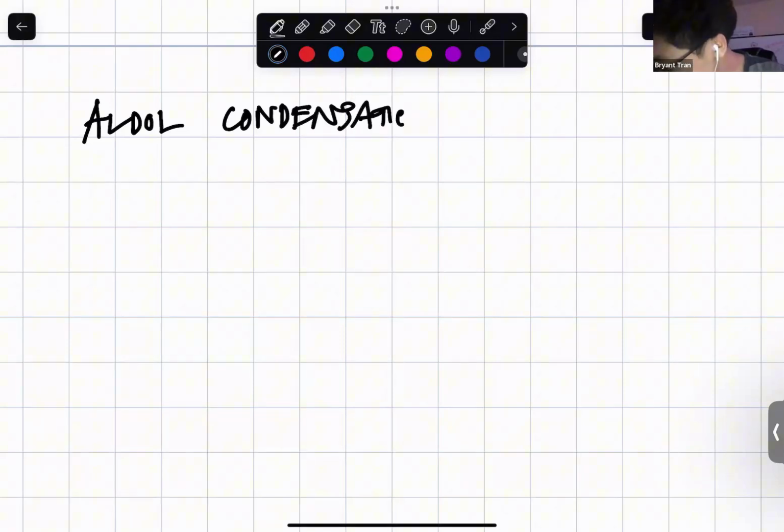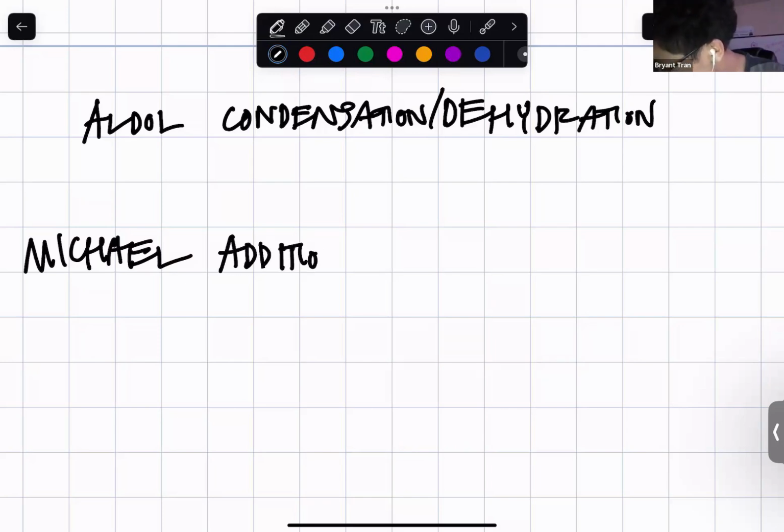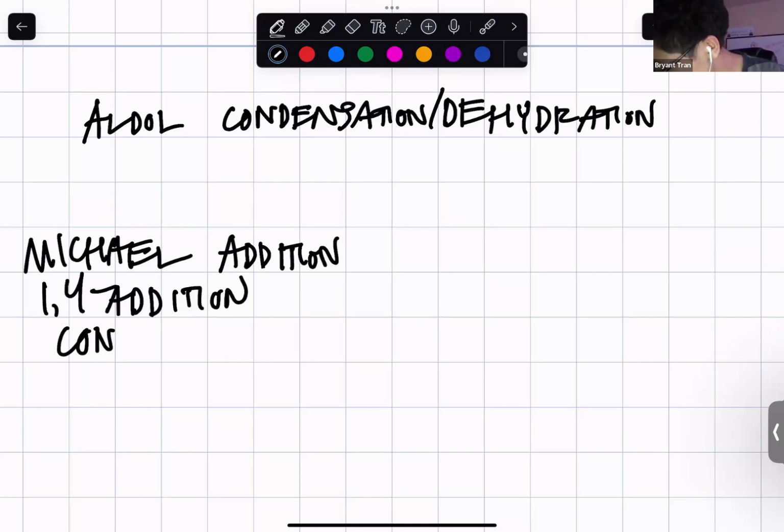So I think that is aldol condensation, which is good review for 8B. Dehydration. This is also good review. Michael edition. Wait, I don't know if 8B went over this. I forgot. Michael edition. 1,4 edition. Conjugate edition. Yeah, 8B definitely went over this. 1,4 edition. Conjugate edition.